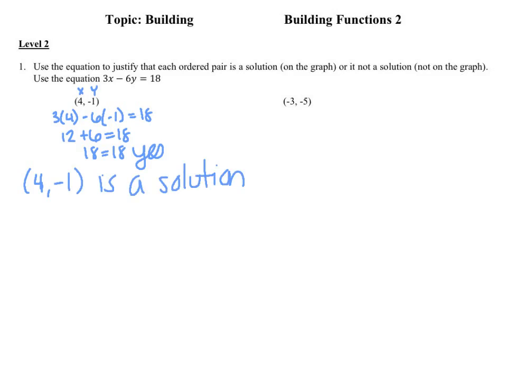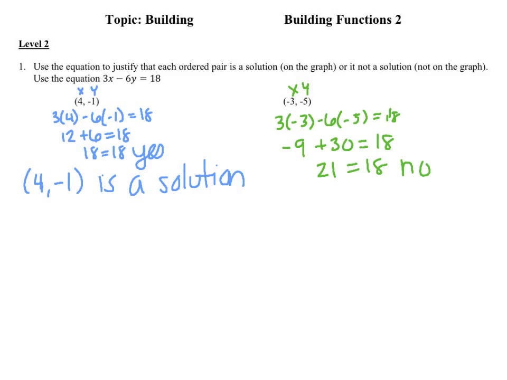Now I have the point negative 3, negative 5. This is my x value, this is my y value. So 3 times negative 3 minus 6 times negative 5 equals 18. So then I get negative 9 here, positive 30 here, and I'm going to bring down the 18. Combine like terms, I get 21 equals 18. The answer is no, which means negative 3 comma negative 5 is not a solution.